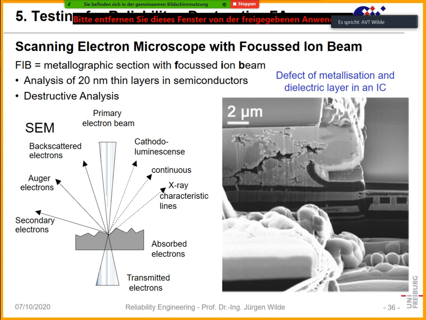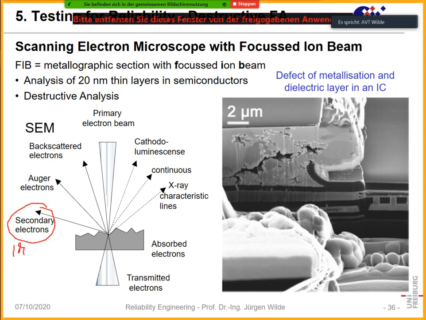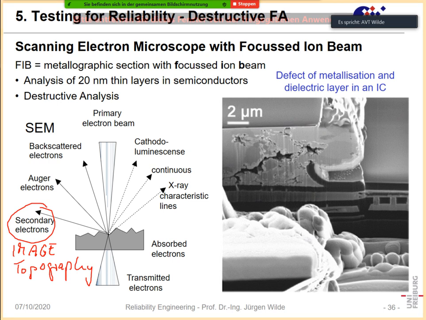Then we target a primary electron beam onto the sample. And the most important information is the secondary electrons. Secondary electrons give a good image, and that is a topography contrast. So here we really see the structure in a more or less 3D way. When we want to see more of the material contrast, that is done with backscattered electrons.